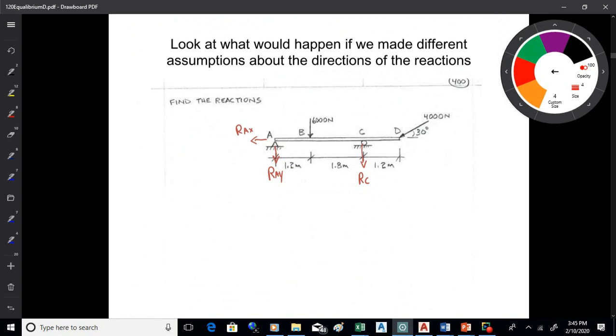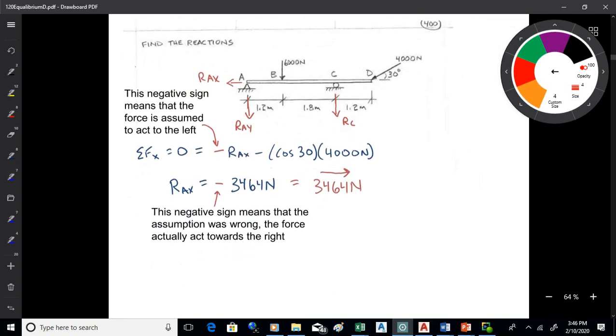Now, let's look at what would happen if we had made different assumptions about the directions of the reactions. I don't think you need to copy this down. I just want you to follow it, because I want to illustrate this bit with the signs. What I have here is the exact same problem. I've just turned all of the reactions the opposite direction of what I assumed initially. I'm making some kind of silly assumptions here, but all the same, it'll help illustrate this idea of signs, okay? So I'm taking all those reactions and turning them in the opposite direction of what we just assumed.